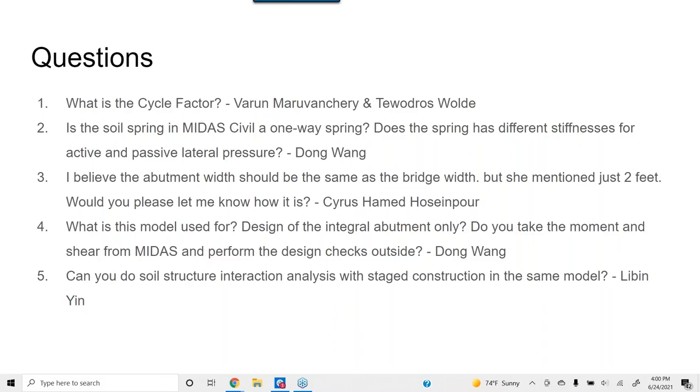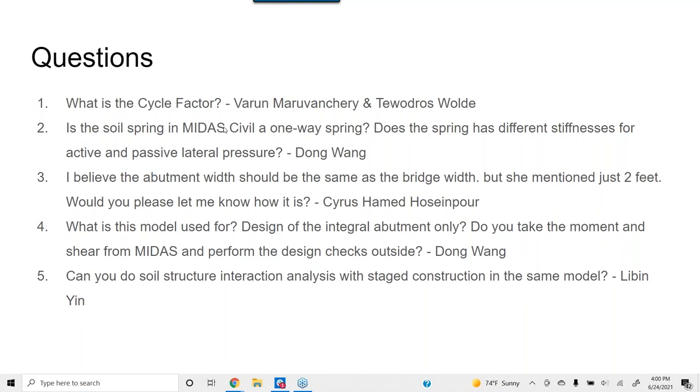Okay, so with the questions on board, I'll get started. Hold on, sorry guys. Okay, question number one, we have from Varun. What is the cycle factor? Can you share the screen with me, please? Yes, of course. Are you able to see my screen? Yes. Perfect. So question number one is, what is the cycle factor?